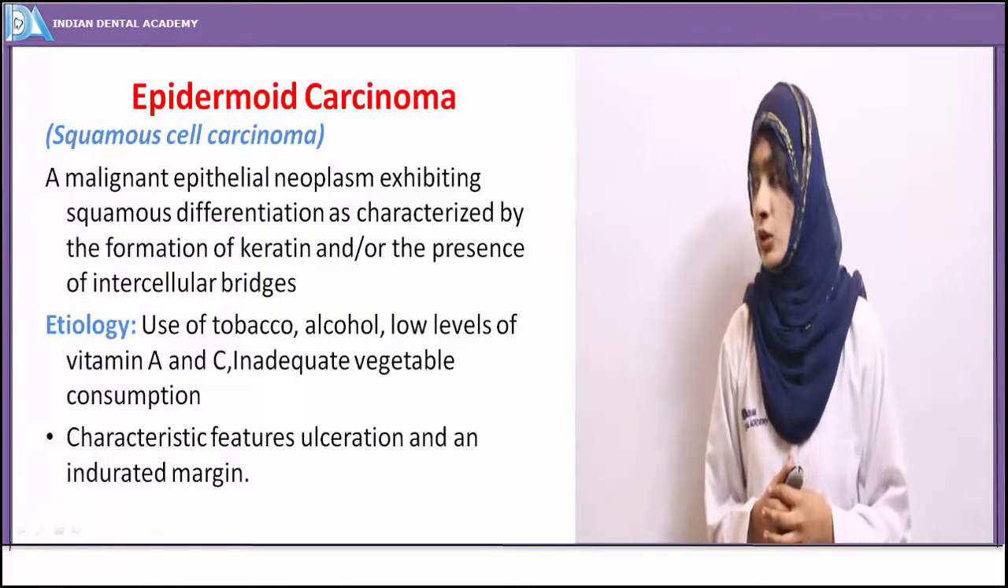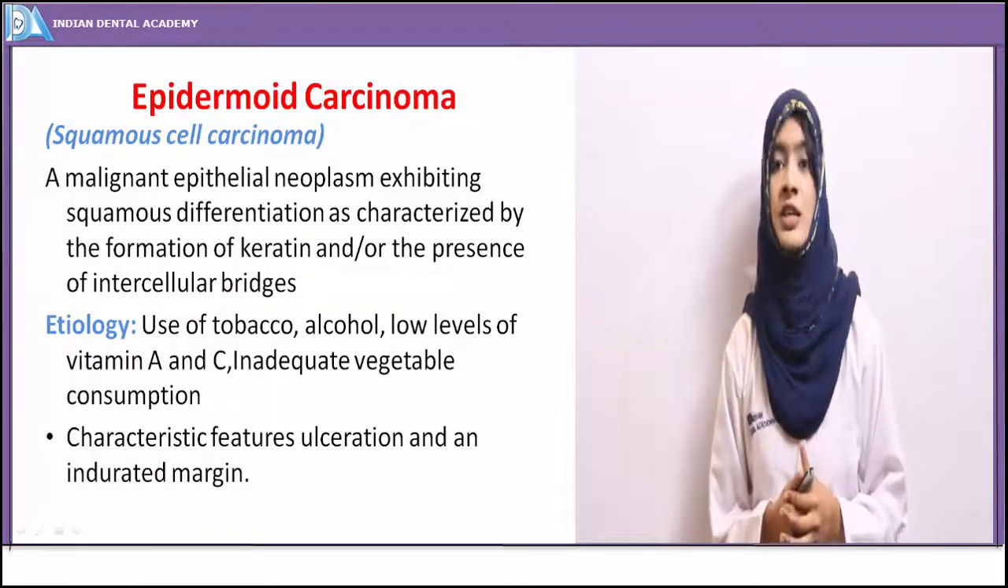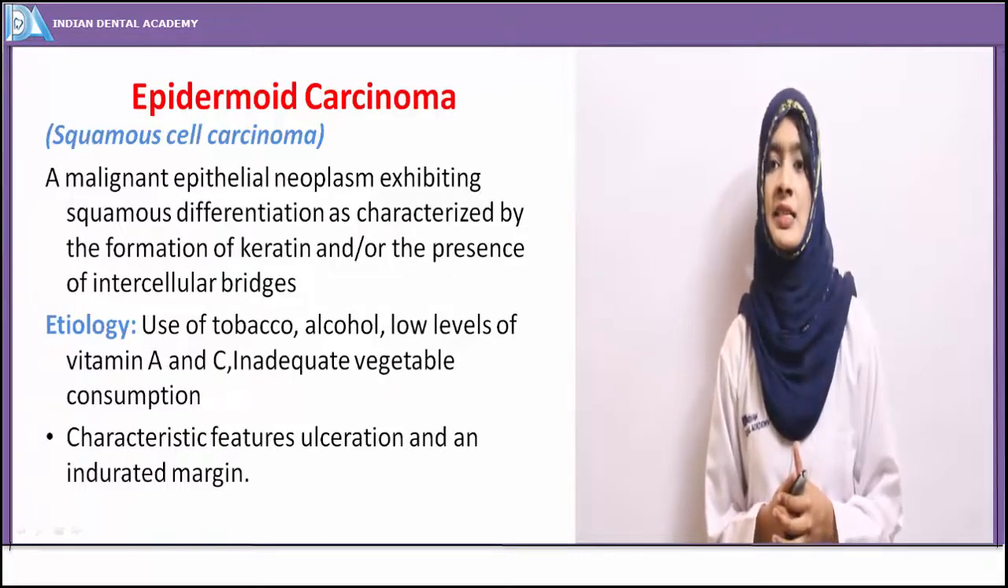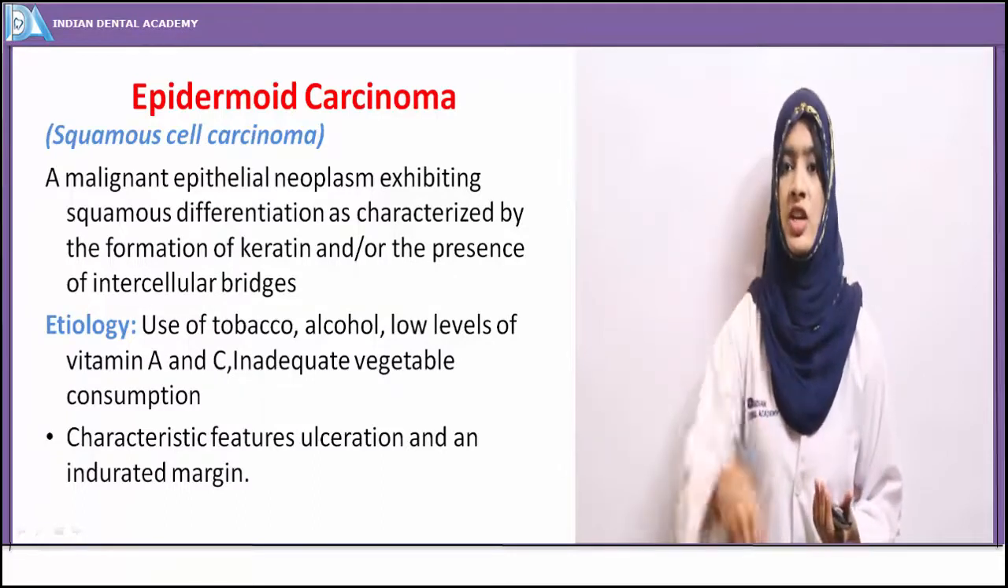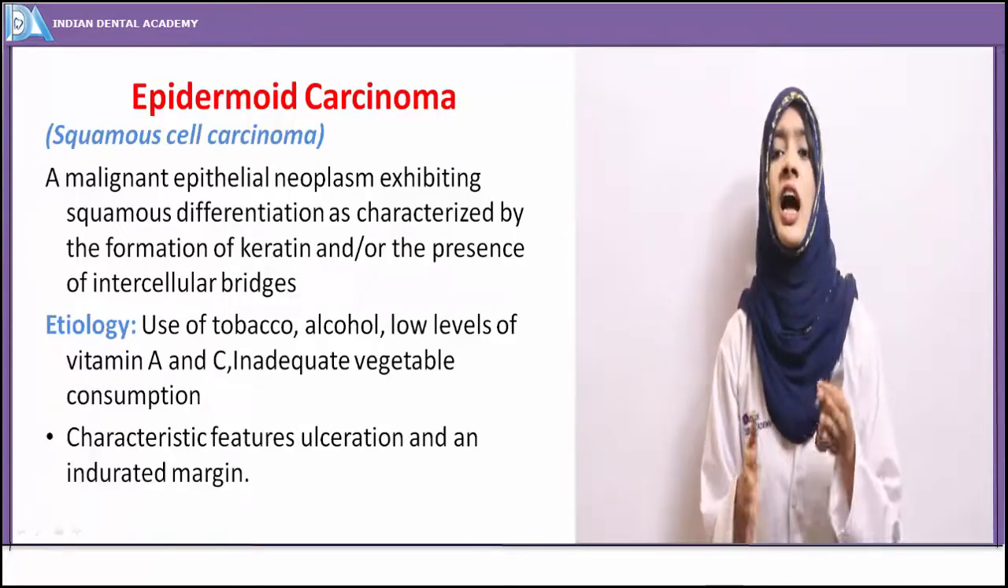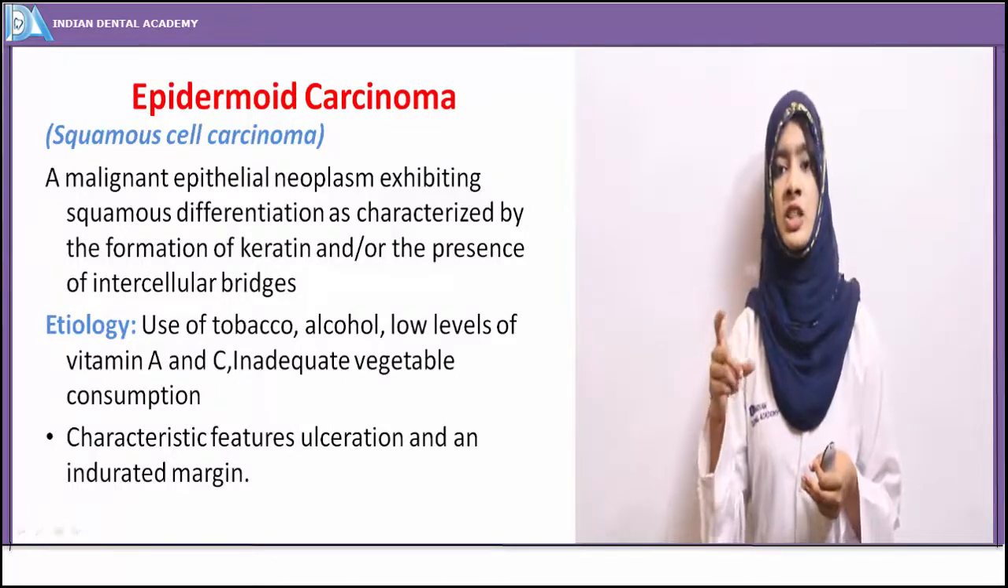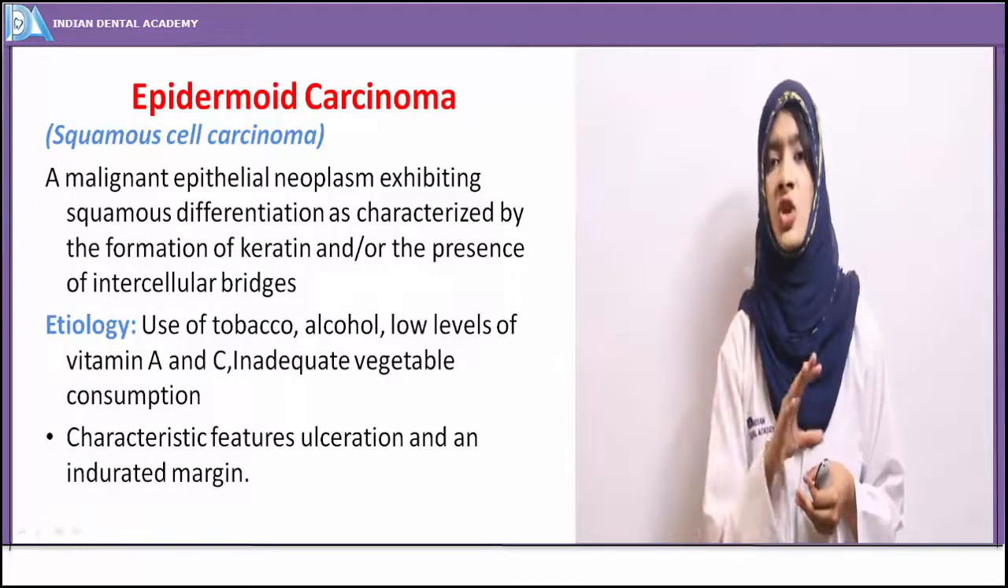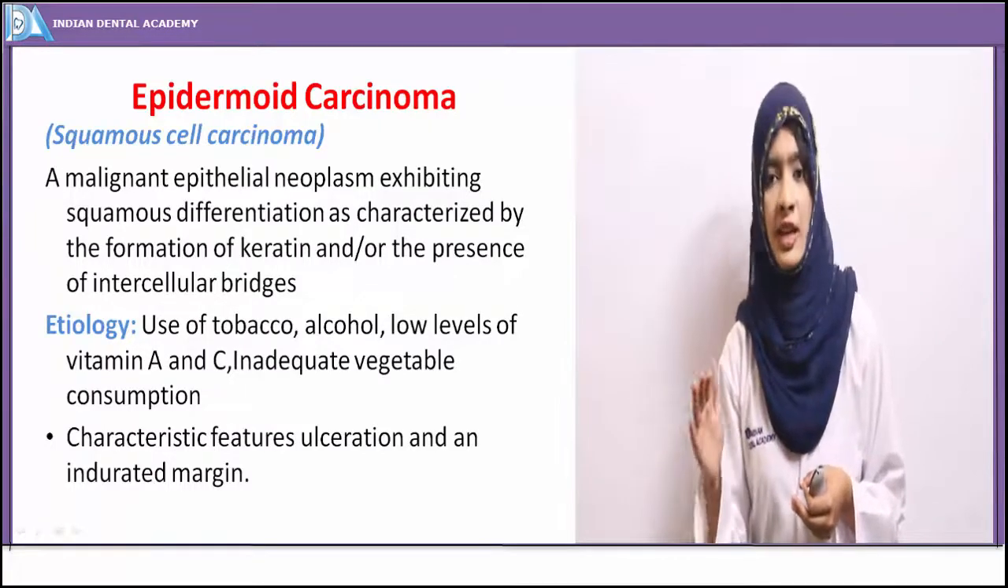Okay, so the characteristic features of epithelial malignancy are the presence of induration, that is, invasion of the epithelial cells is present. They are more spreading in nature, and there is the presence of an indurated margin. An indurated margin is one which does not show any signs of healing.